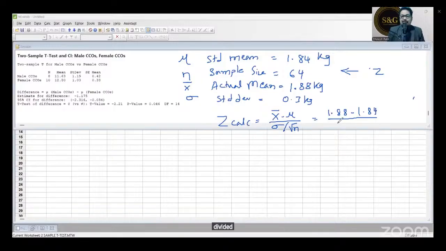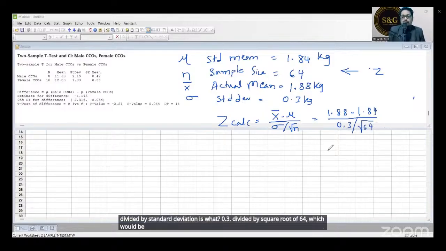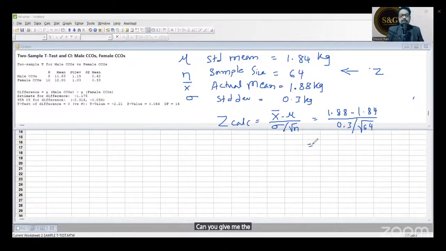Divided by standard deviation is what? 0.3 divided by square root of 64, which would be 8. Can you give me the answer of this?